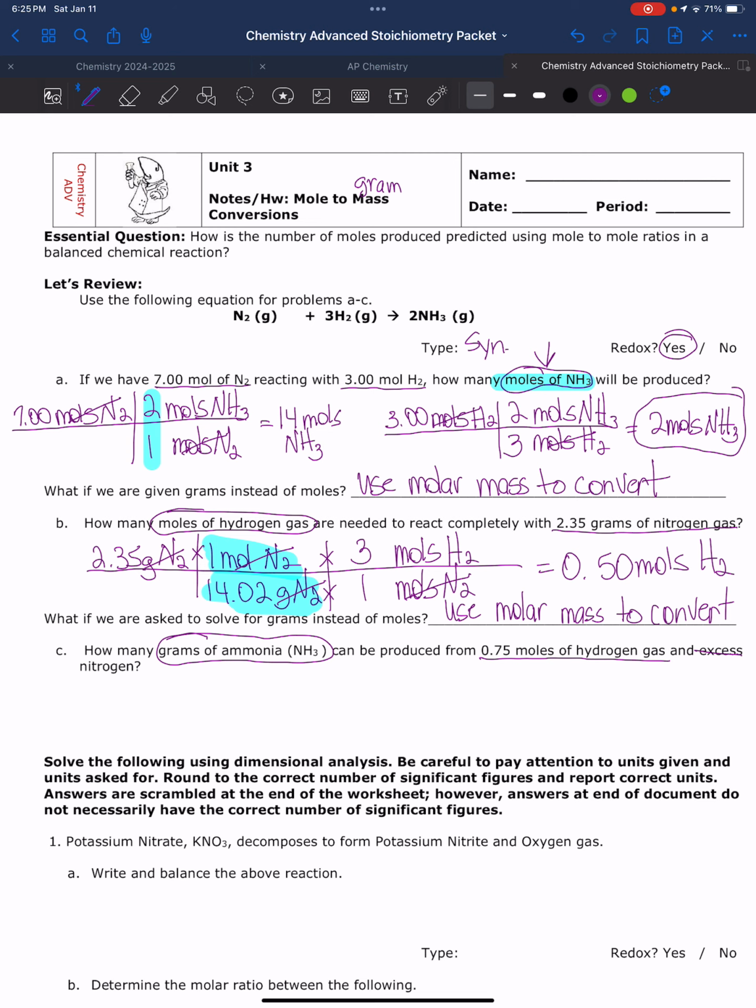Whenever you see excess, cross it out. We have plenty of it. We don't have to worry about running out of it. We don't even need to think about it. So I have one number. I'm starting with moles, and I'm converting to grams.